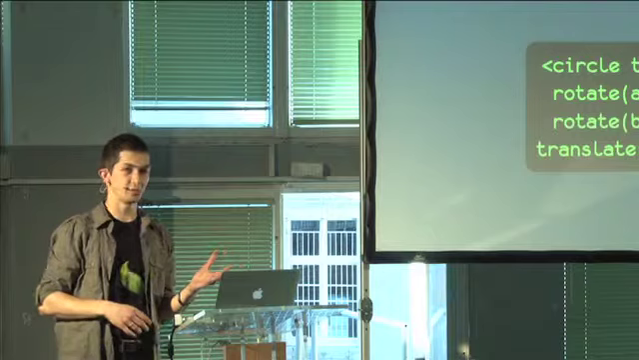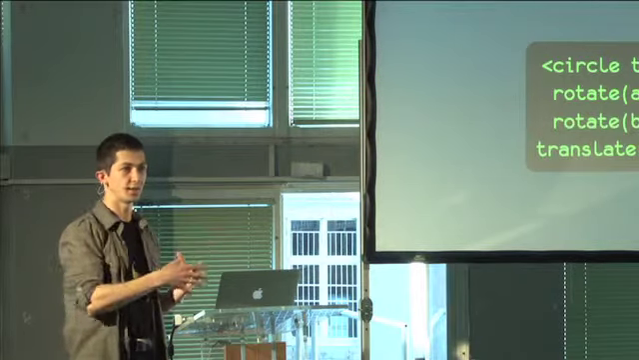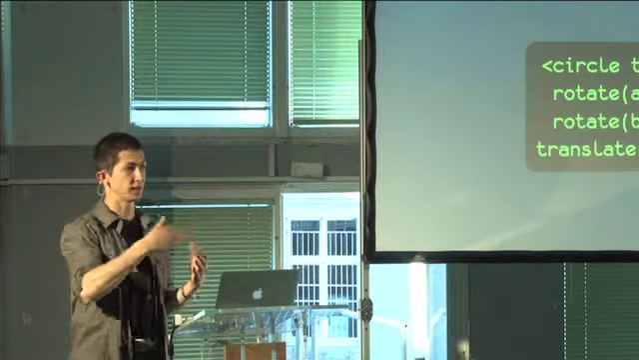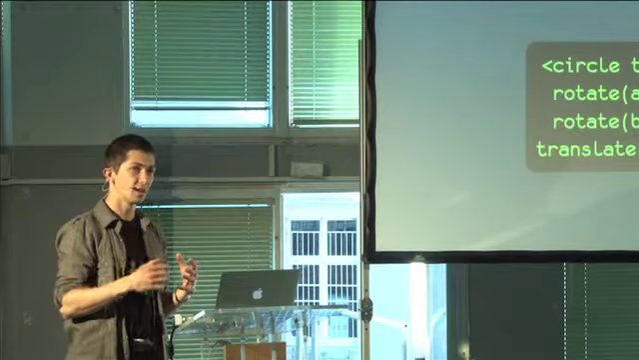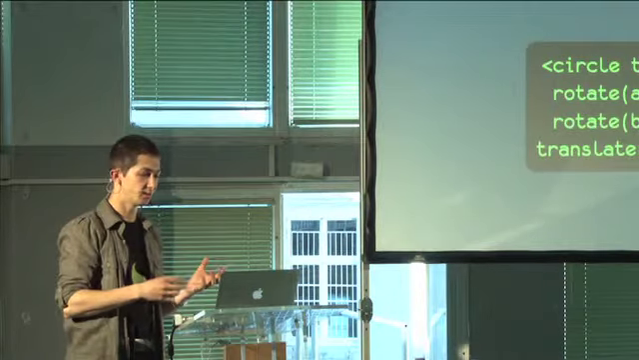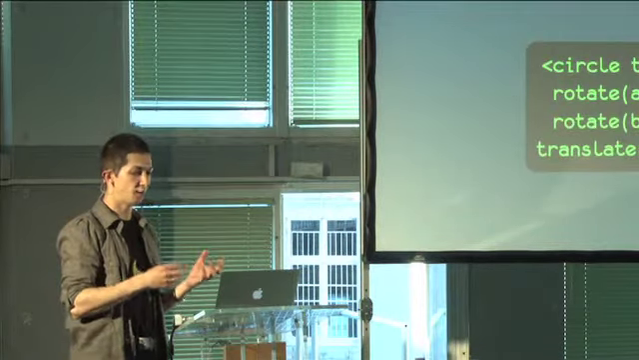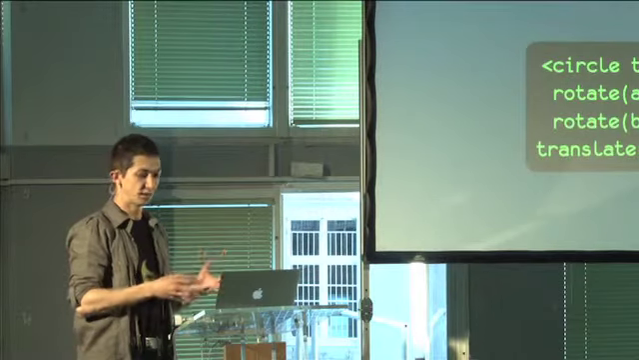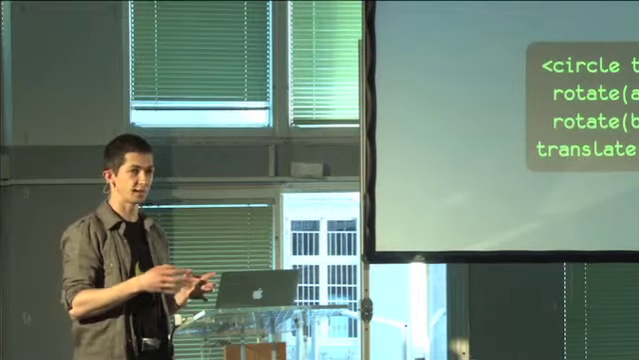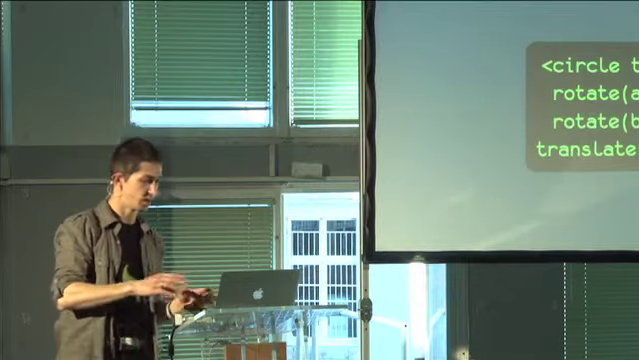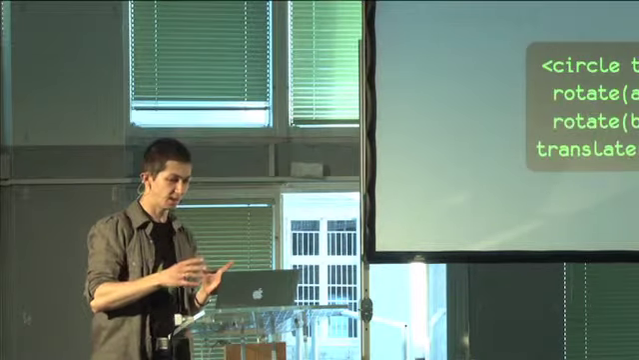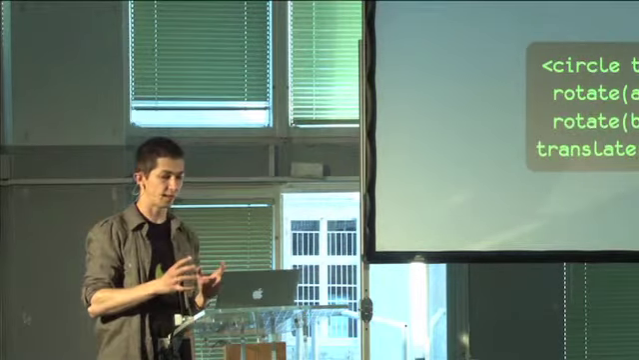SVG provides a different approach. It has a transform attribute which contains a string, which contains the commands. I like the idea of one attribute which keeps all the data, but the format of this is not really good. I looked at the Canvas API. I don't want to talk about the Canvas API. So SVG is a little bit better, but it's still not good enough.